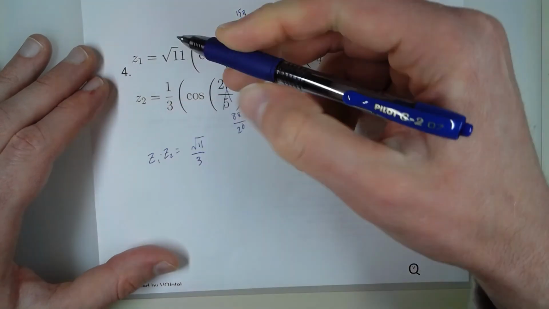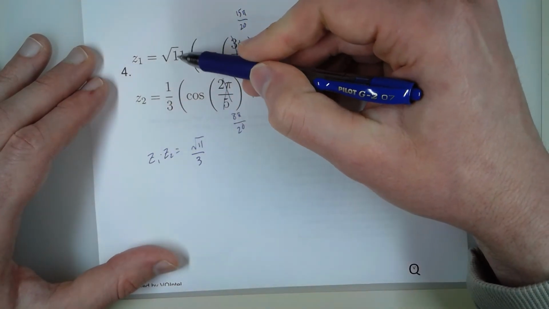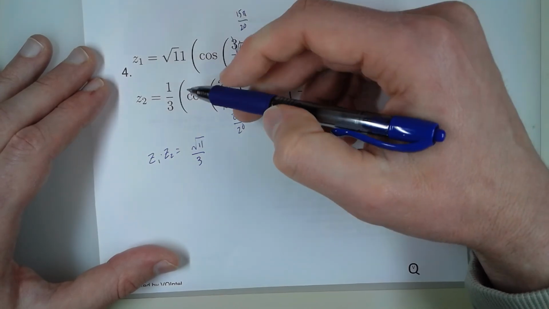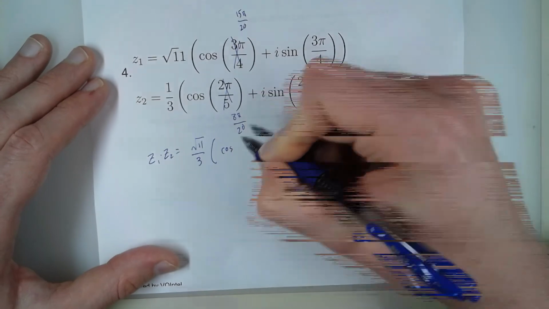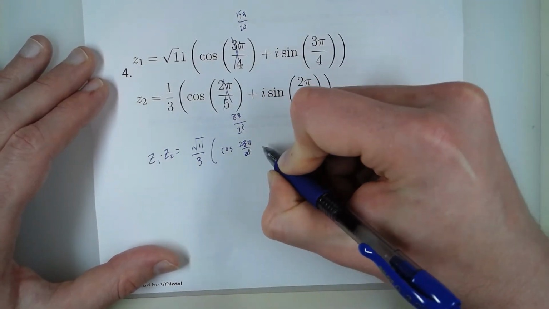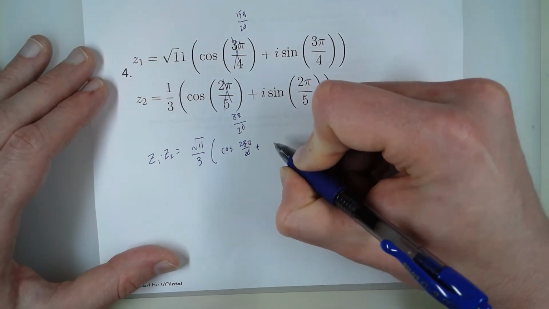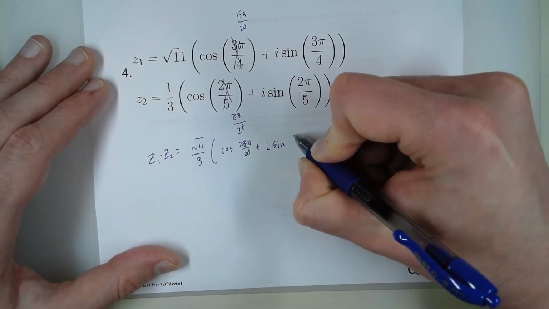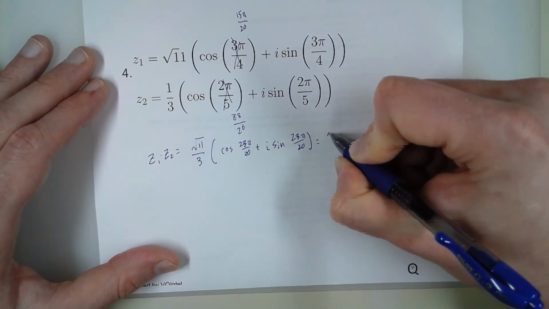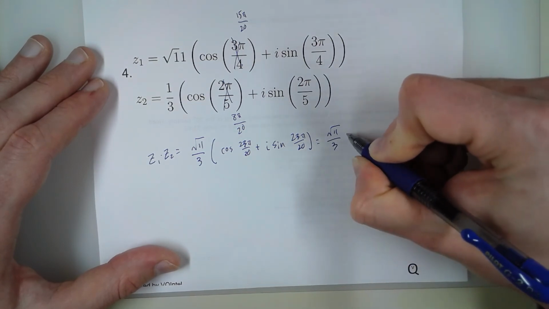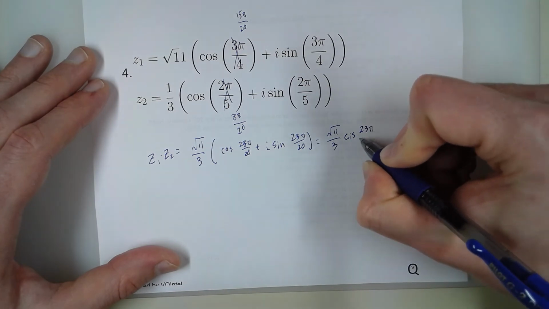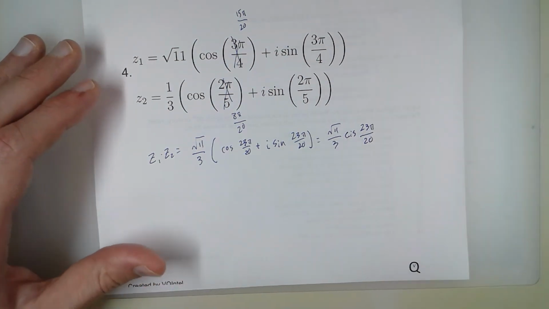So my product, that's what we get when we multiply these two, times cosine, and when I add these, I get 23 pi over 20, and we can't simplify that, plus i sine 23 pi over 20. And in shorter form, that's going to be 11 square root of 11 over 3 CIS 23 pi over 20.